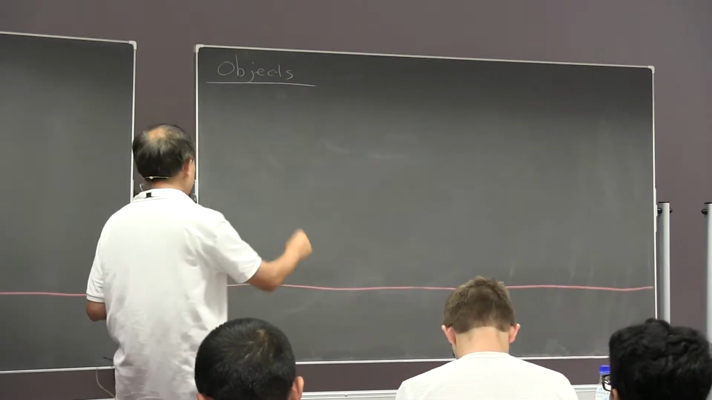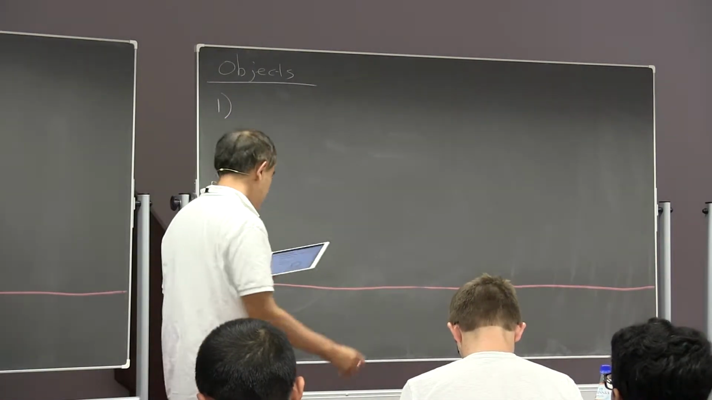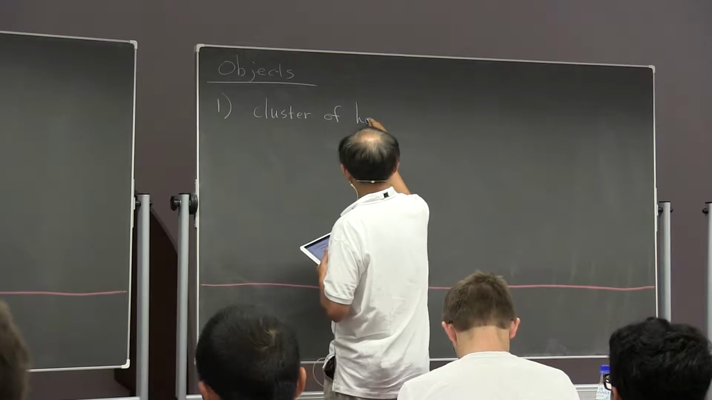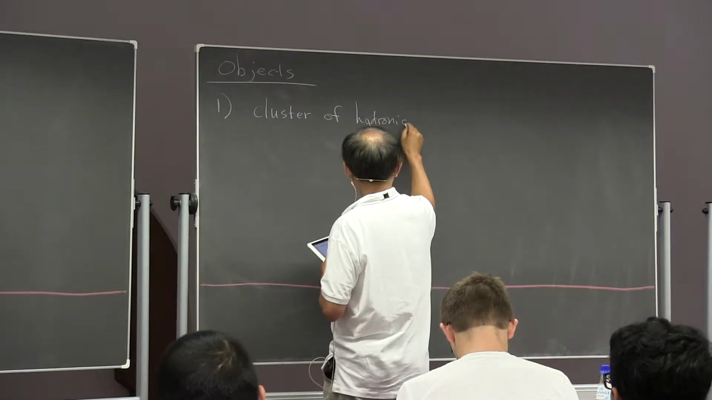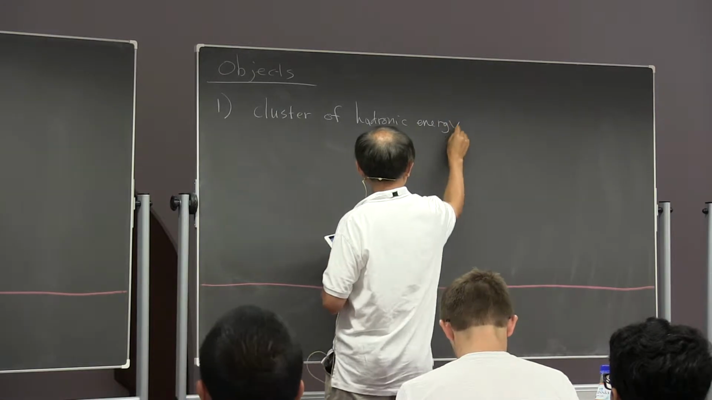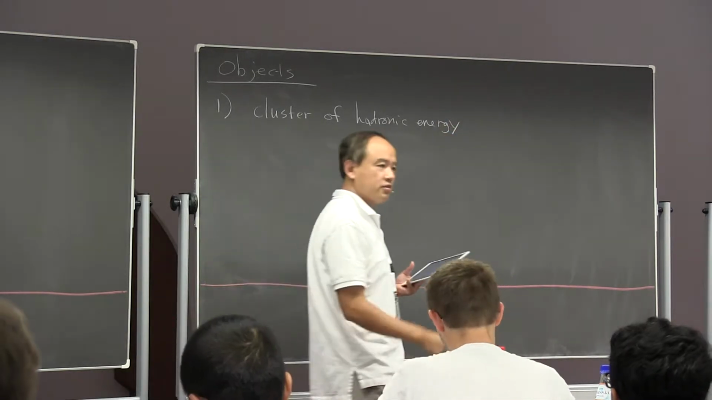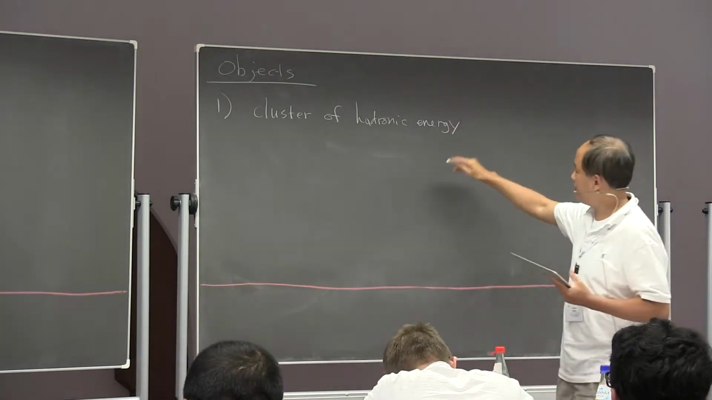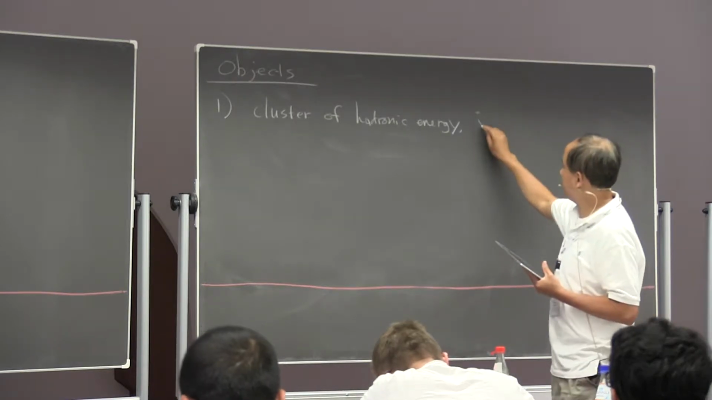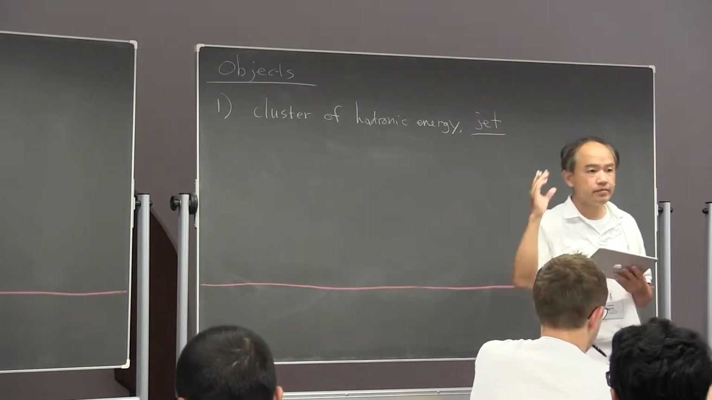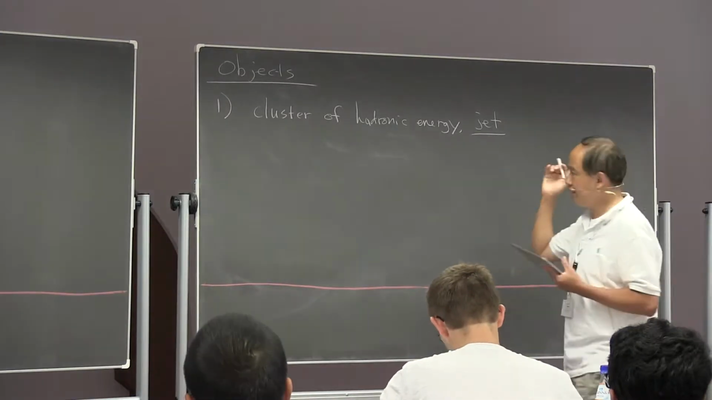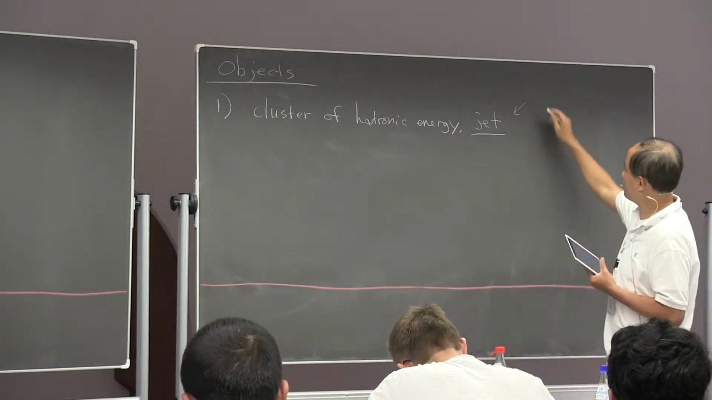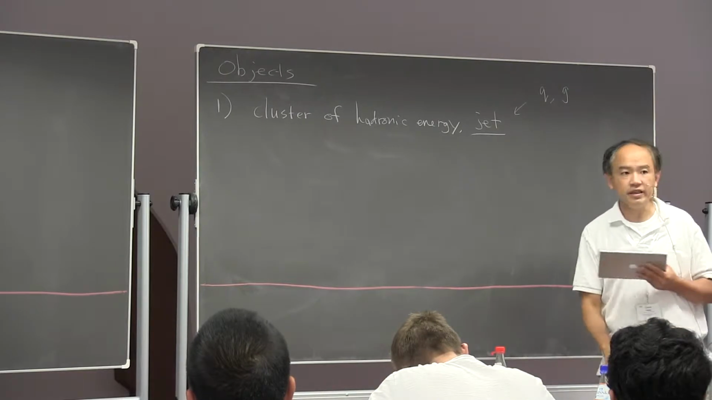The first is a cluster of hadronic energy. So that's the kind of thing we can see. It's some localized energy deposit in the detector. I'm sure many of you have heard, this is called a jet. And what gives you jets? At the fundamental level, quarks and gluons give you jets.